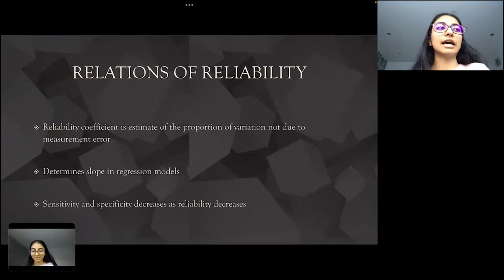So, relations of reliability. This is, again, leaning into stats a little bit, but don't worry, this will be covered properly in the upcoming sessions.